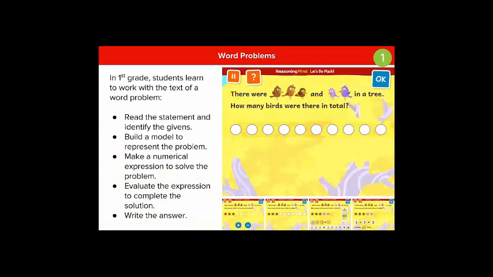So let's talk about first grade. Students learn to work with a text of a word problem. That is to say, read the statement, identify the givens, build a model to represent the problem, build a numerical expression, evaluate the expression, write the answer. So there are several ways that we develop this further in first grade.